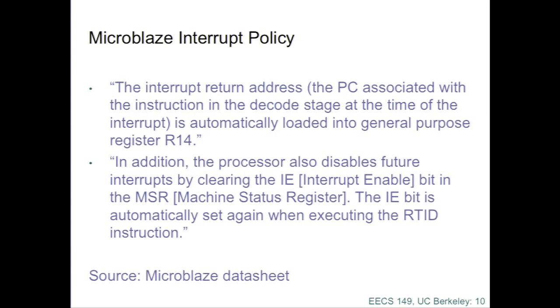Okay, so this is straight out of the Microblaze data sheet. It explains how interrupts work. It says the interrupt return address is loaded into a general purpose register R14. Why do they do that? So your compiler had better not use R14 for anything important unless interrupts are disabled. So why do they even call it a general purpose register?